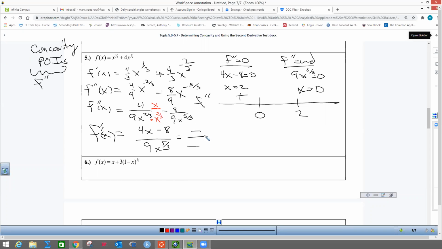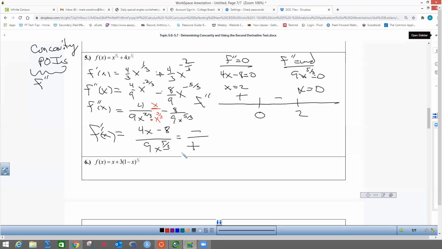Then I go over to the 0. On the other side of 0, I'm going to stick a 1 in. So if I stick a 1 in here, that is a negative. And if I stick a 1 in here, that's a positive. So I get a negative and a positive, that's a negative.